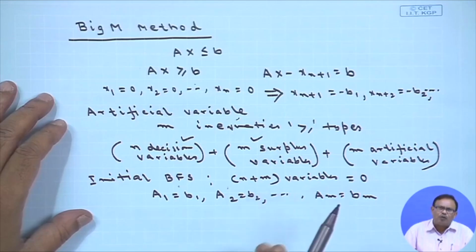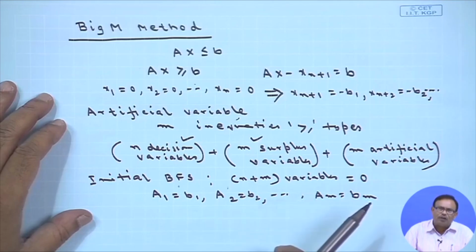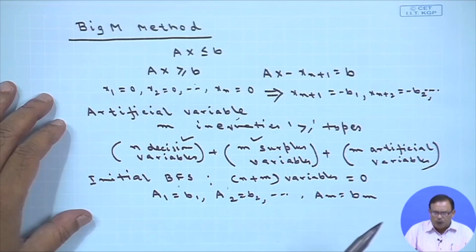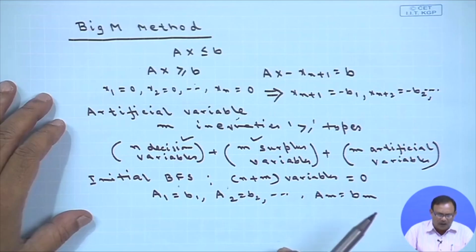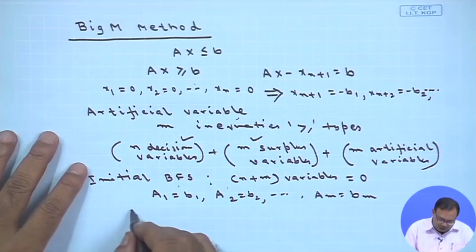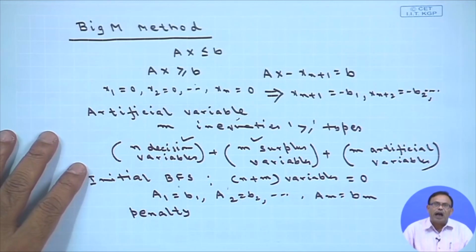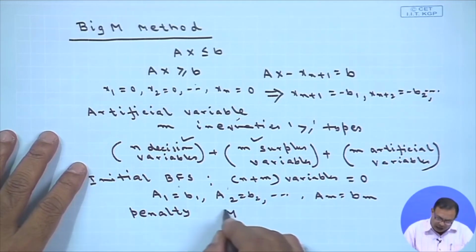To do this, what happens? A very high value is attached to each artificial variable as coefficient in the cost function. So, please note that for each artificial variable, a very high value is being attached in the cost function. A very large value, or sometimes we call it a penalty, we add as a coefficient. Sometimes we call it M.